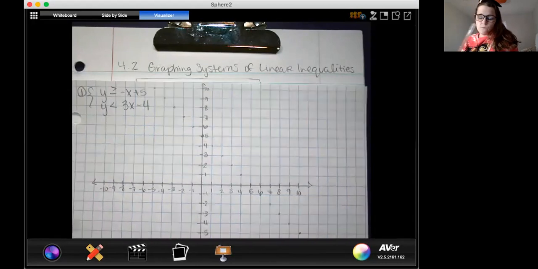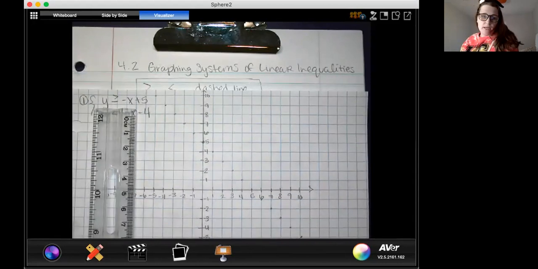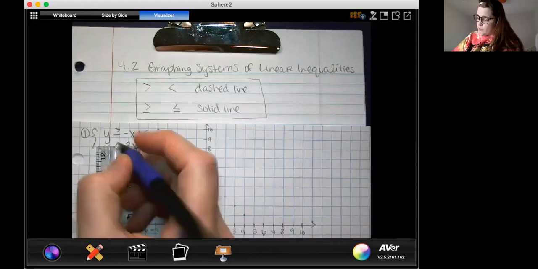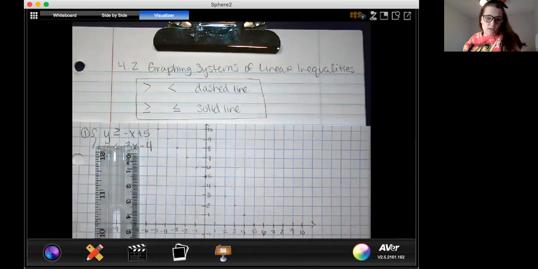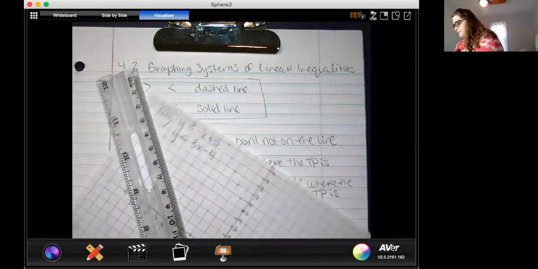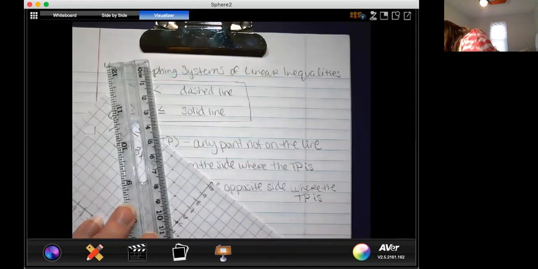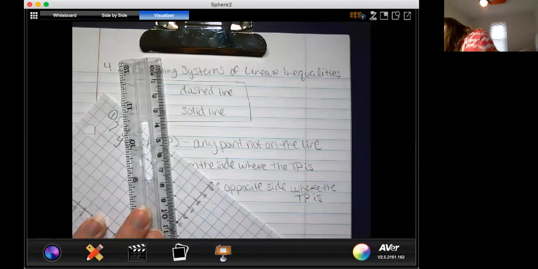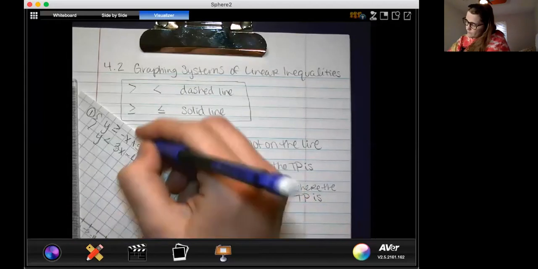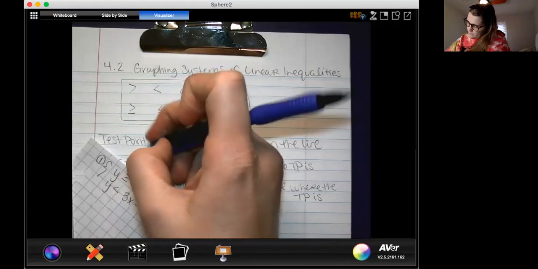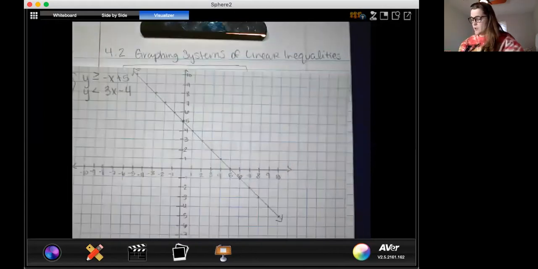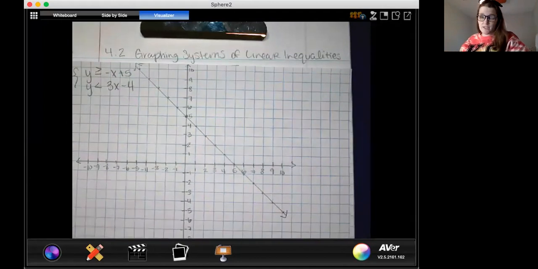Will this first line be solid or dashed? Solid. It should be solid, because it is greater than or equal to, so it is solid. And line up your points. That's why we do points all the way across, so we can make sure we have a nice straight line. Okay, good. Now from here, we have to do our test point to identify shading.